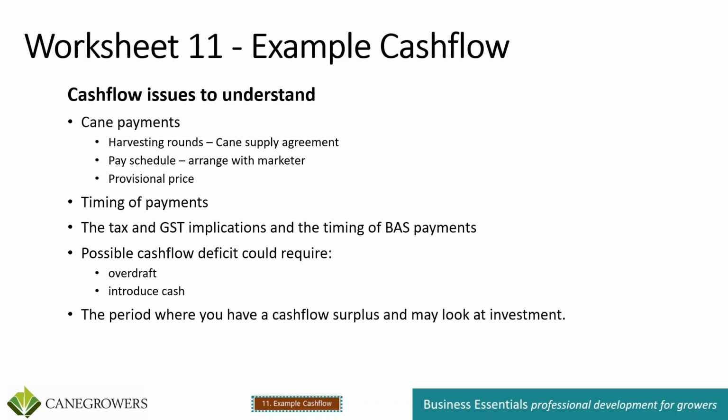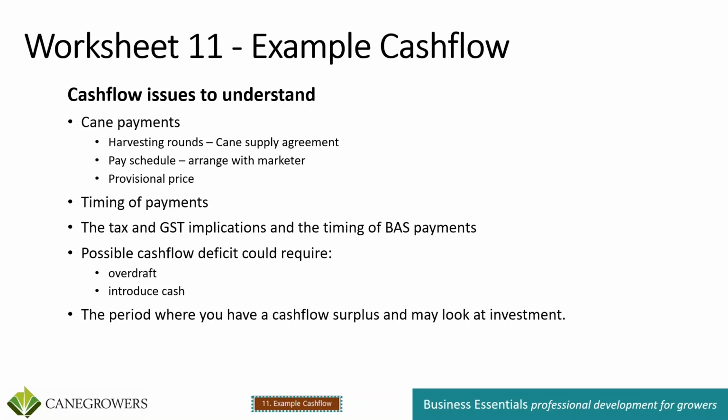Firstly, cane payments for estimating monthly revenue. Here you will need to understand the harvesting schedule so that the correct expected tonnages can be allocated to each month. You will also need to know what the pay schedule is that has been arranged through your marketer for advance payments, including provisional prices.